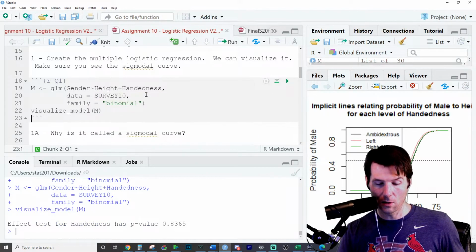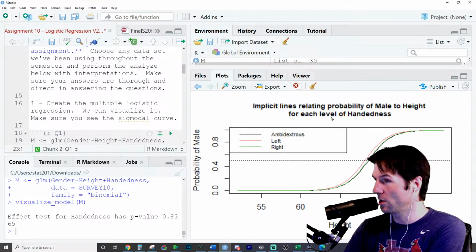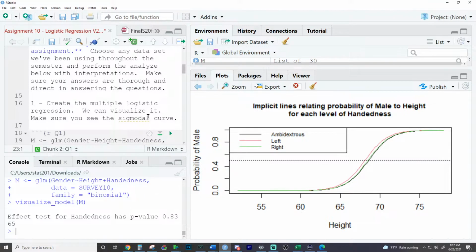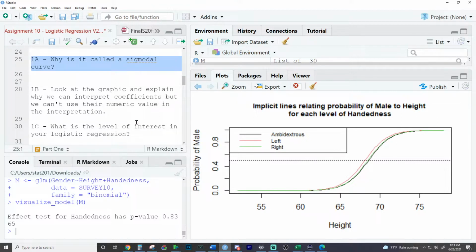Why is this called logistic? It's pretty easy right here. Why is it called a sigmoidal curve? That's about one of the easiest questions I could ever ask you. A lot of kind of basic understanding questions right here.